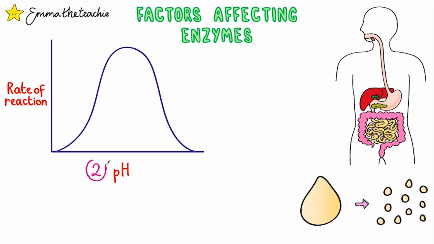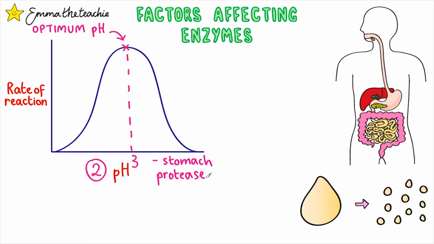Enzymes are also affected by pH. This is how acidic or alkaline their environment is. Each enzyme will have an optimum pH, and this can vary in the digestive system. For example, the protease produced in the stomach has a low optimal pH. The stomach secretes hydrochloric acid to maintain the acidic environment so the protease can function efficiently.